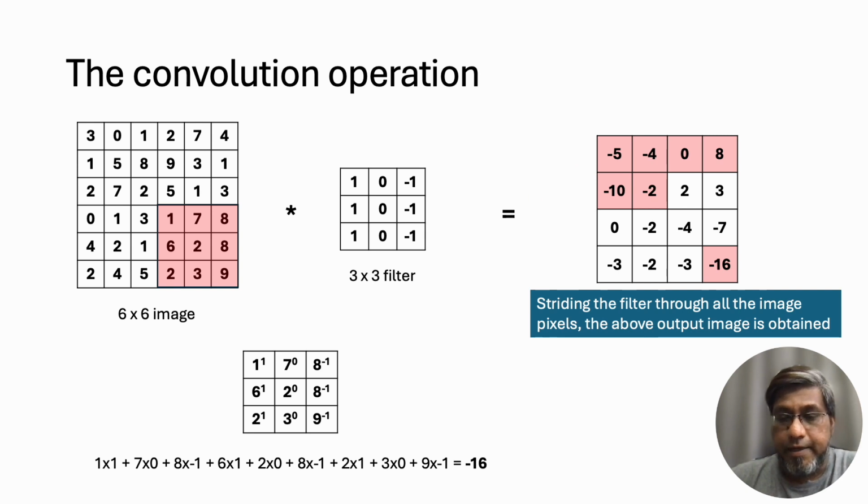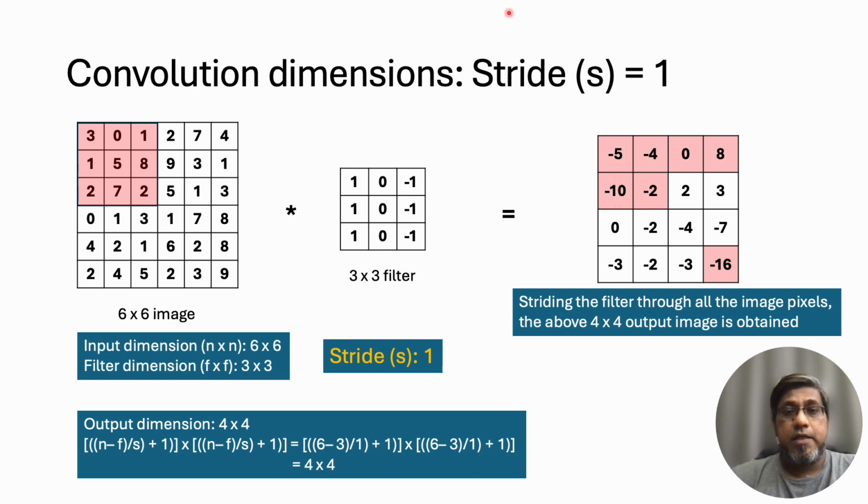Okay, so now we have a clear understanding of how the convolution operation is performed between the input image and a filter, and we have done this illustration now with a stride value of 1. So the window is shifted by 1 pixel value each time to compute the next pixel value of the output.